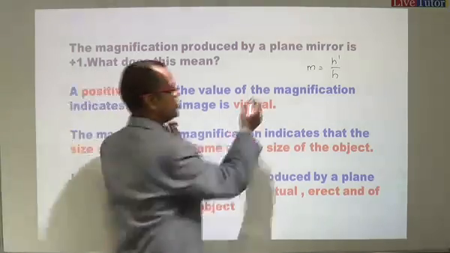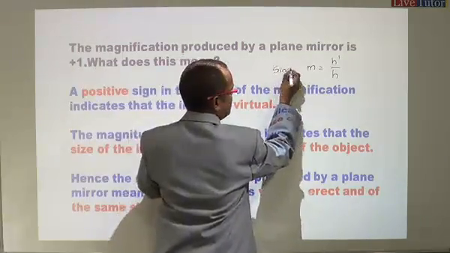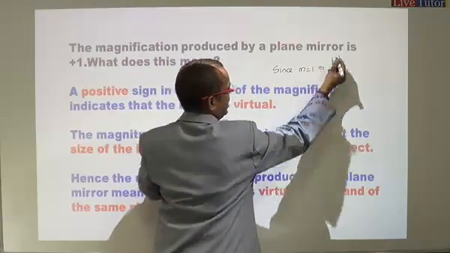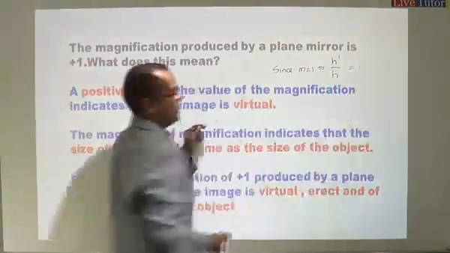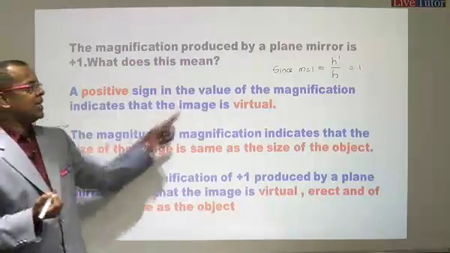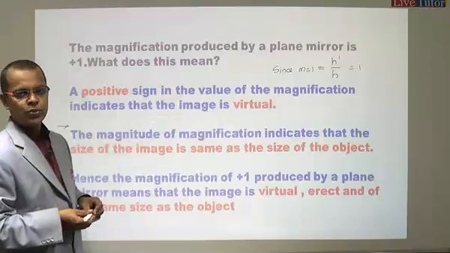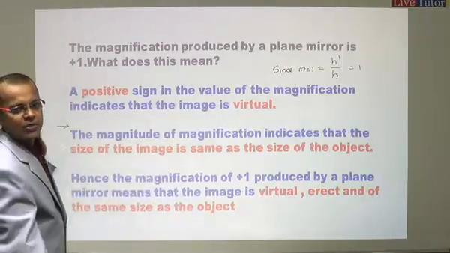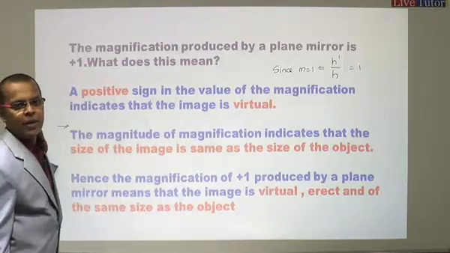Or we can even mention that since m is equal to 1, that means h dash by h is equal to 1. This point you can note down here. So you can easily add that h dash by h is 1, so the image is the same size as the object. So that is the second point.